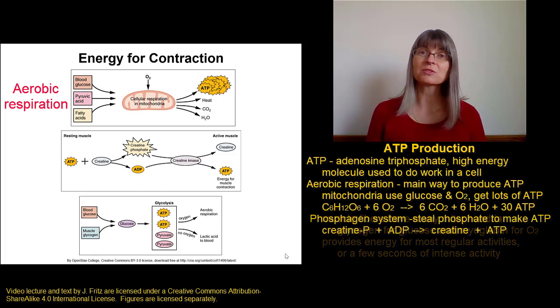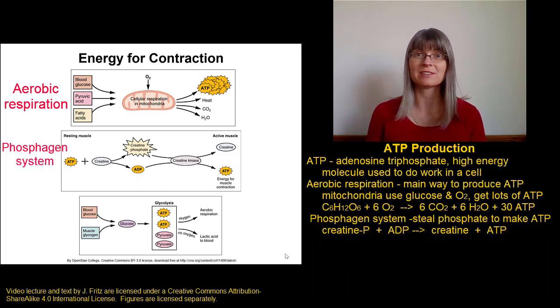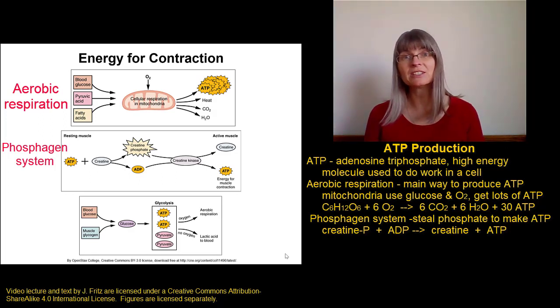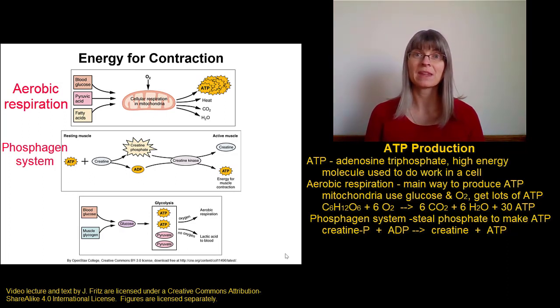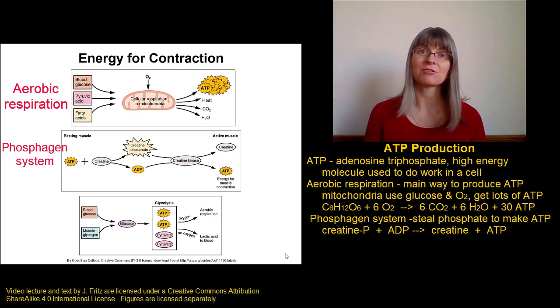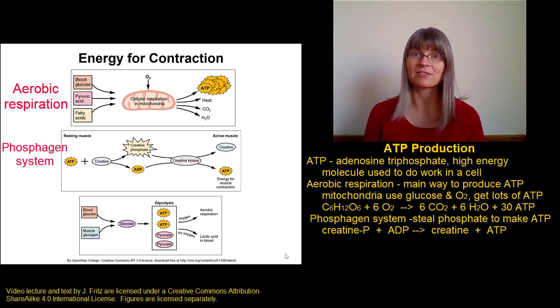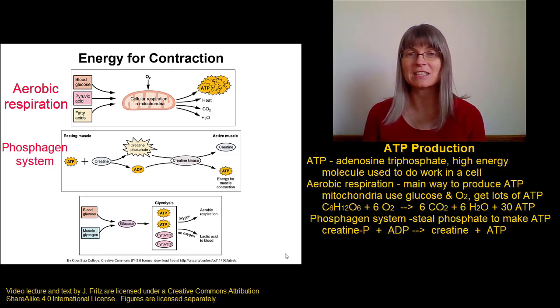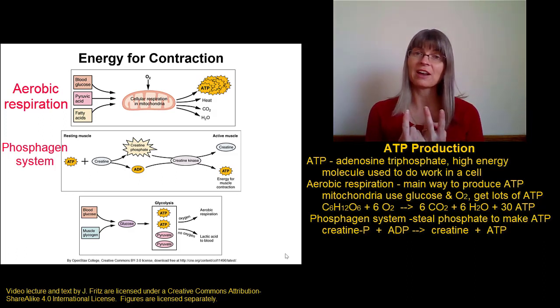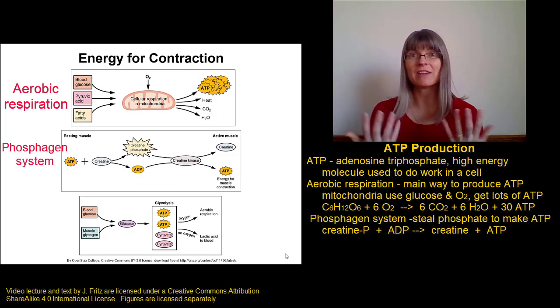In that case, your muscle cells will switch to something called the phosphagen system in order to make ATP for muscle contraction. In the phosphagen system, we steal a phosphate from a different molecule and hook it onto ADP to make ATP. The molecule that we typically are stealing from is a molecule called creatine phosphate. We can take the phosphate group off creatine phosphate and hook it onto an ADP, that's adenosine diphosphate, that has just 2 phosphate groups, add that 3rd phosphate group that we just stole off the creatine phosphate, and suddenly we have ATP.